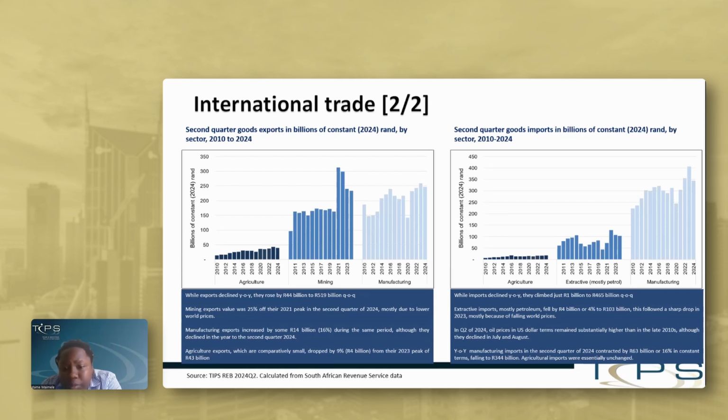And year on year, manufacturing imports in the second quarter of 2024 contracted by 63 billion rand, or 16% in constant terms, falling to 344 billion rand. And again, you see agriculture imports were also essentially unchanged in this case.